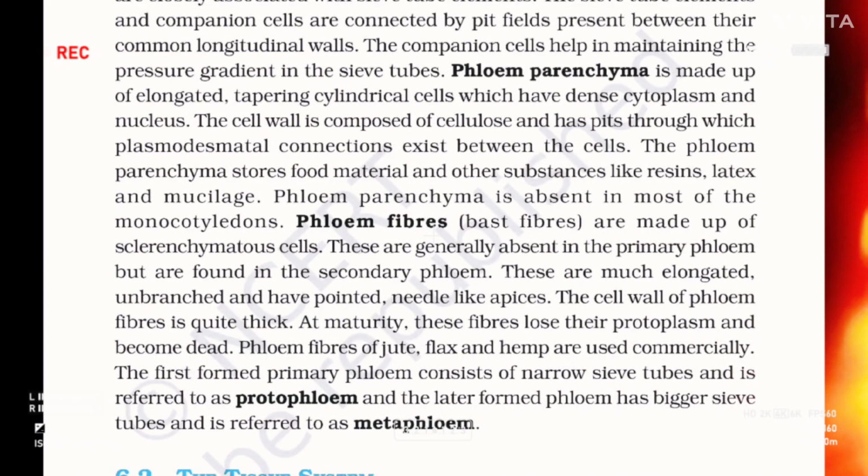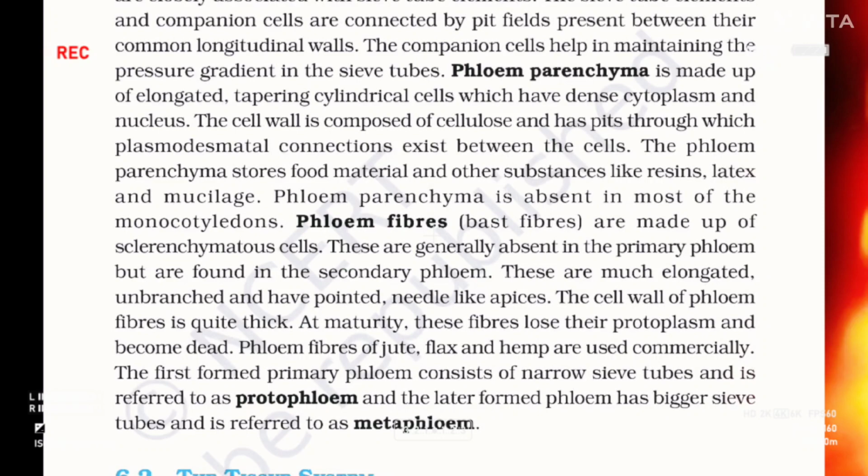Phloem fibers, or bast fibers, are made up of sclerenchymatous cells. They are generally absent in primary phloem but are found in the secondary phloem. These are much elongated, unbranched, and have pointed, needle-like apices. The cell wall of phloem fiber is quite thick. At maturity, these fibers lose their protoplasm and become dead. Phloem fibers of jute, flax, and hemp are used commercially.